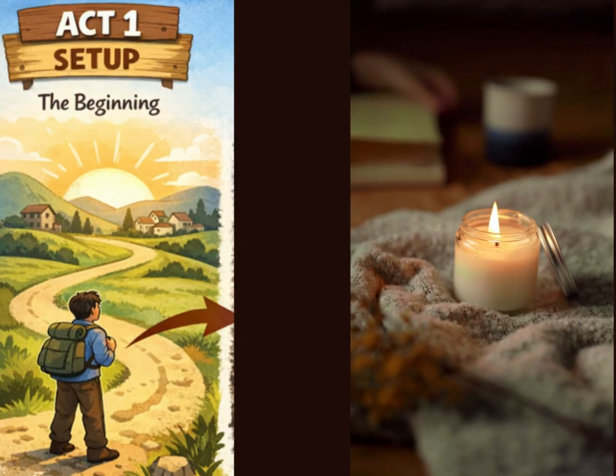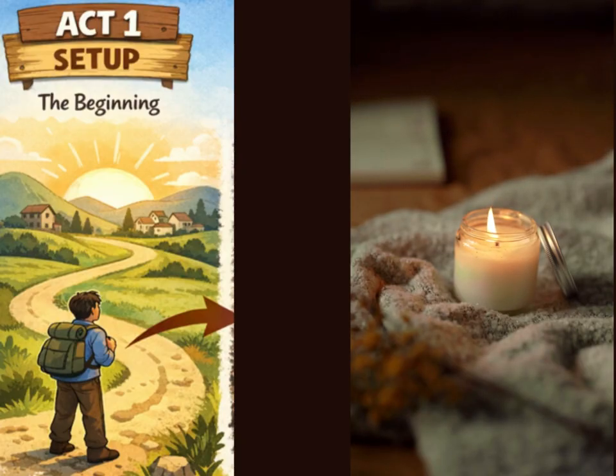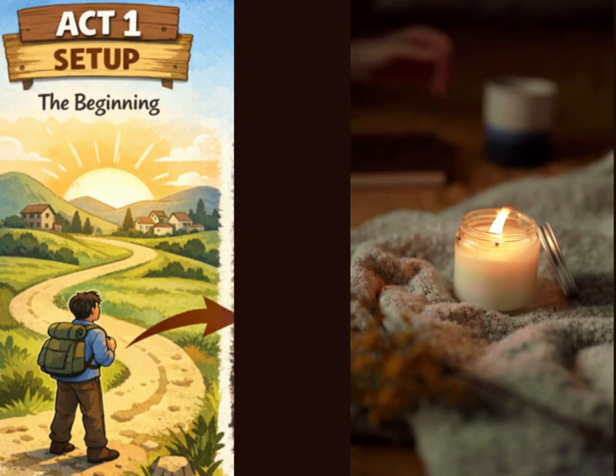Act 1. Setup. This is where we establish the character, the setting, and the starting situation. We understand what normal looks like, and then something happens that disrupts it. A problem appears, a discovery is made, a threat emerges, or an opportunity demands action. By the end of Act 1, the story has been set in motion and there's no easy way back.